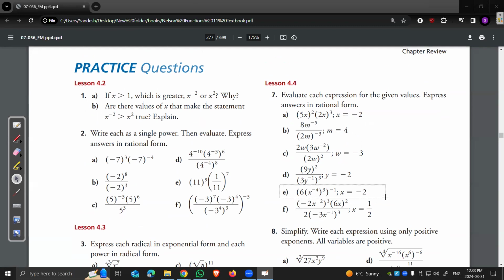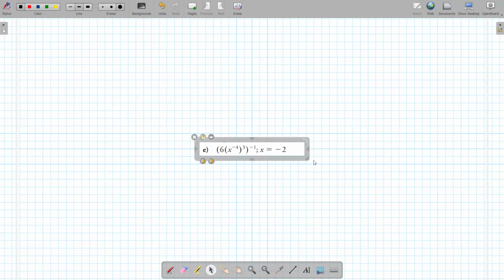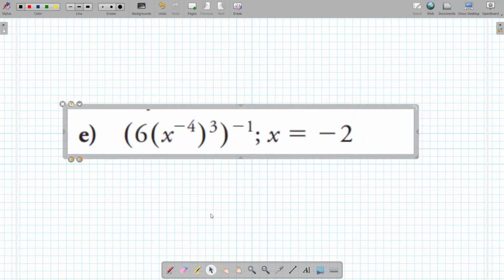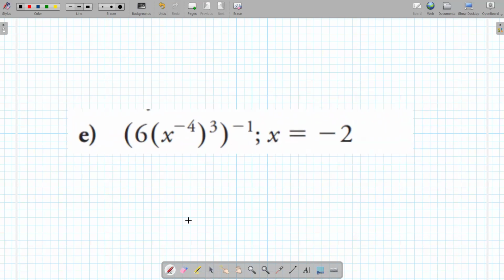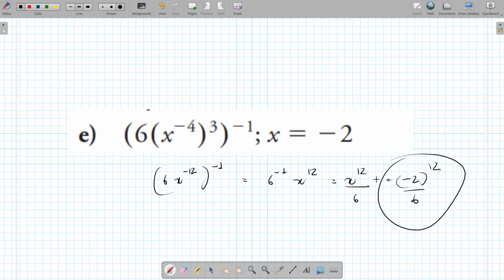Let me do 1 or 2 more. For this one, does a negative 1 apply to the 6? Yes, it does. So for this one, I'm going to work from inside out. So this becomes 6x to the negative 1, to the 12, becomes 6 to the negative 1 times x to the 12. We're going to throw that 6 to the negative 1 in the denominator like this. And then finally plug the value of x and whatever that is on a calculator.